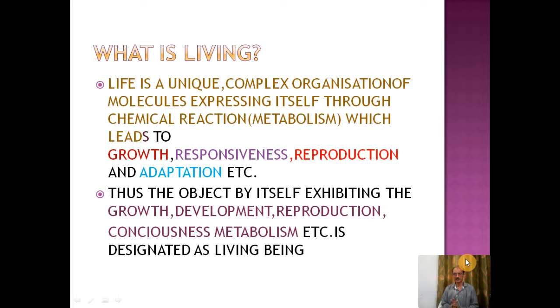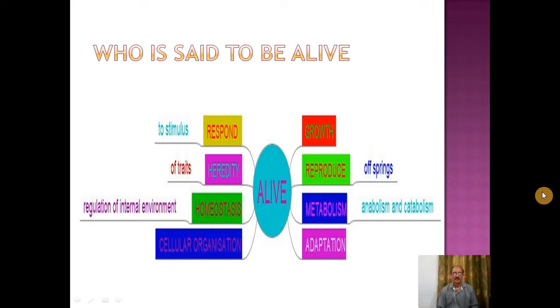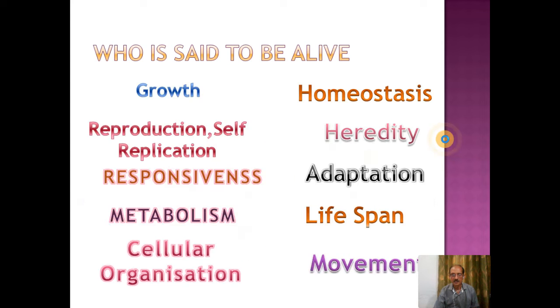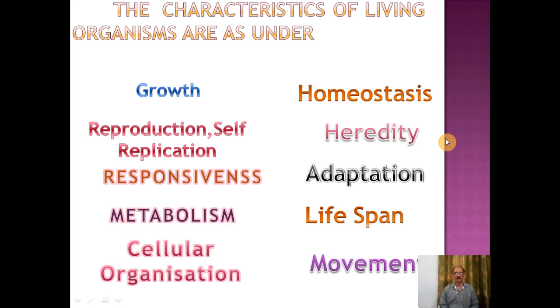And thus we can say that an object by itself exhibiting these properties, that is growth, development, reproduction, consciousness, metabolism, is designated as a living organism. So we reach the point to know who is said to be alive. Alive is one who exhibits growth, who can reproduce offspring, who exhibits the phenomena of metabolism, showing anabolism and catabolism, adaptation, who has cellular organization, showing homeostasis, that is regulation of the internal environment, then heredity of traits, and responds to stimulus. So we can say that the characteristics of living organisms are as under.